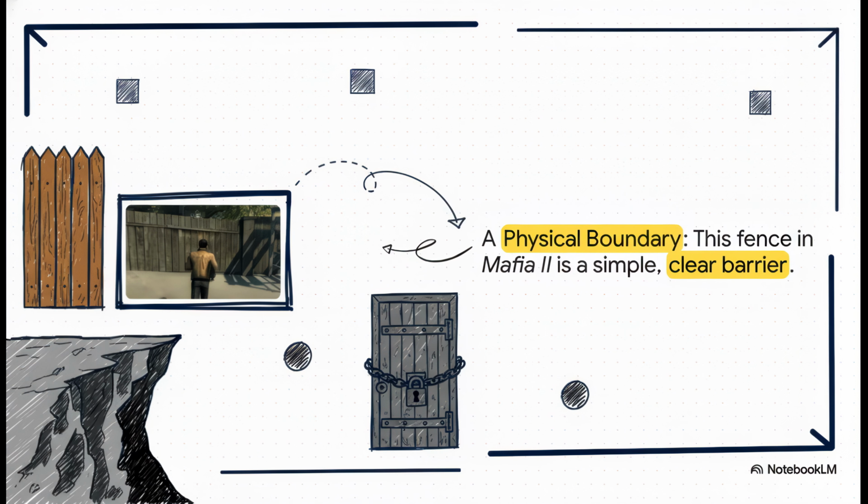Okay, so physical boundaries, like this fence, they work so well because they're just obvious, right? They're straightforward. We see a wall, a cliff, a locked door, and our brains just get it. No explanation needed. We immediately understand the rule. Okay, can't go here. It's simple, it's clean, and it keeps us where the action is.